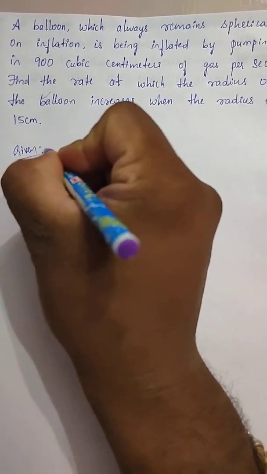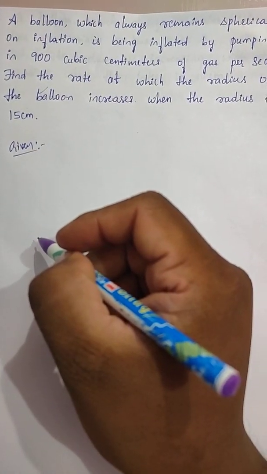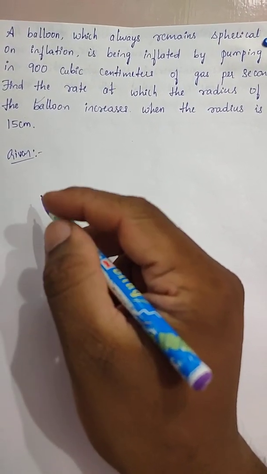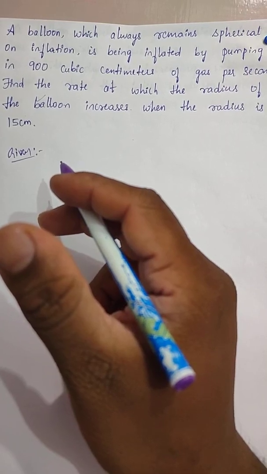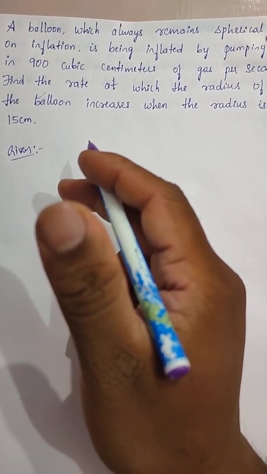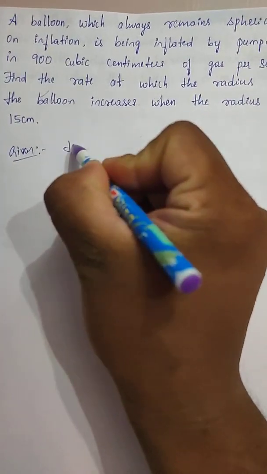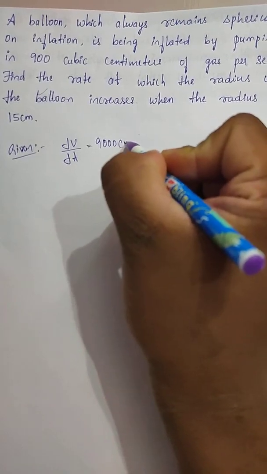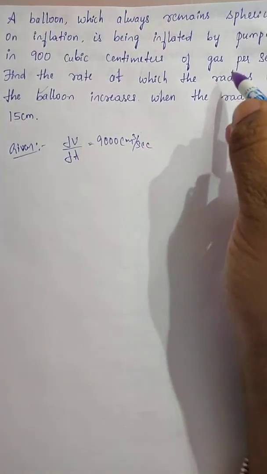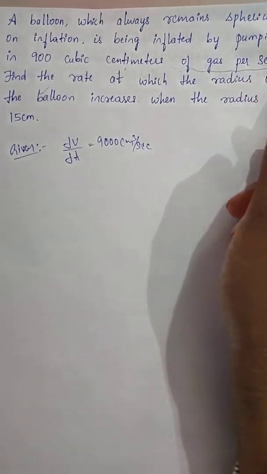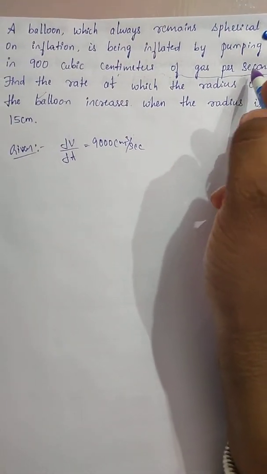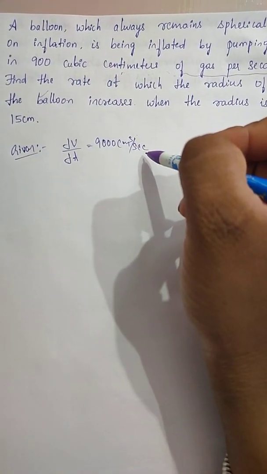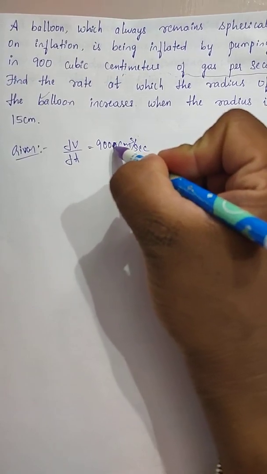The balloon is being inflated by pumping 900 cubic centimeter per second. So what they are telling means, they are pumping, the size of the balloon is increasing. The size of the balloon is increasing means the volume is increasing. So dV by dt is equal to 900 cubic centimeter per second. Since they mentioned per second, it is clear that it is changing with respect to time. dV by dt is equal to 900 cubic centimeter per second.